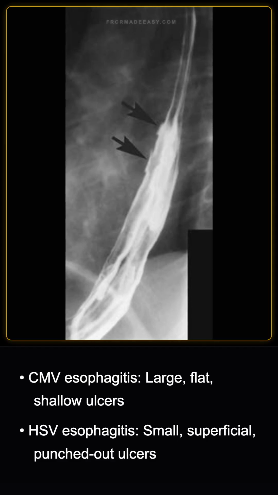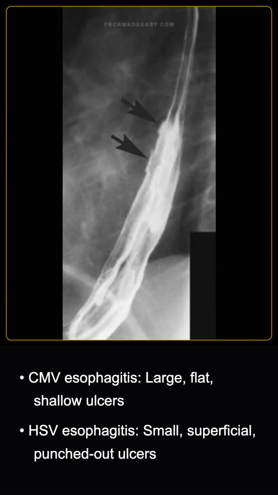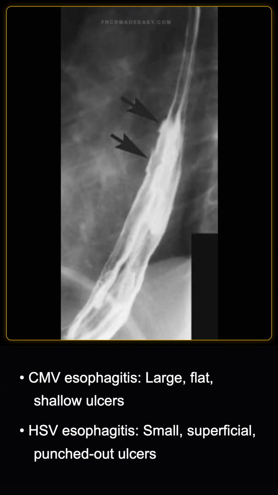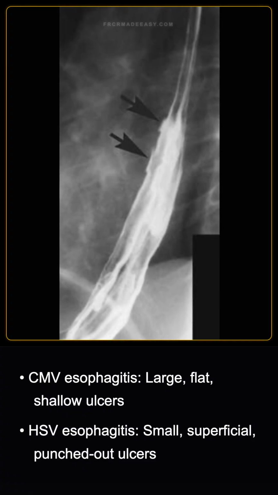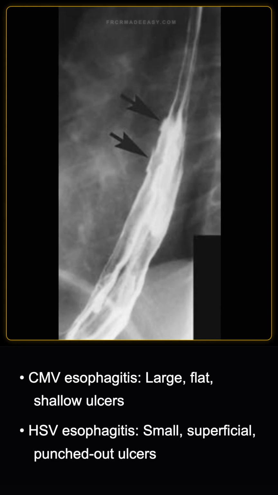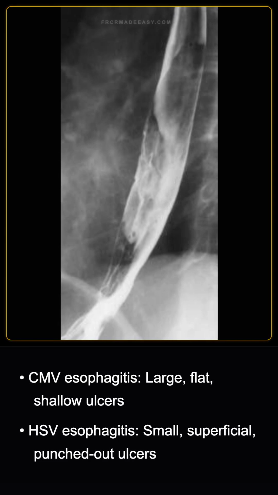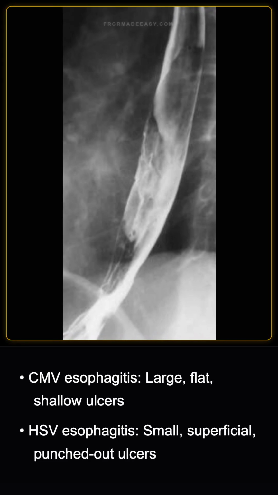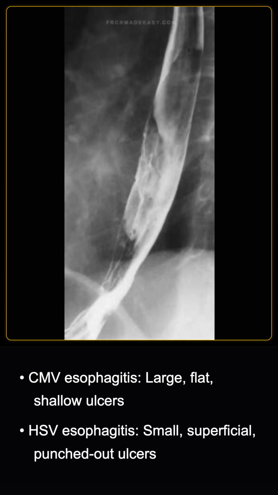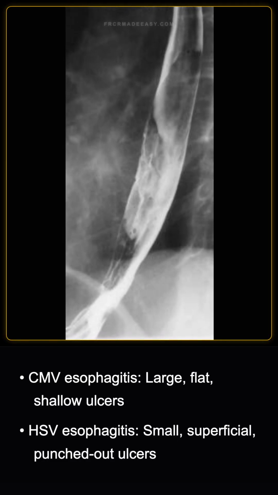CMV esophagitis typically presents with large, flat, shallow ulcers, often exceeding 1 centimeter in diameter, which can coalesce into giant ulcers. HSV esophagitis classically presents with multiple, small, superficial, punched-out ulcers surrounded by a rim of edema without giant ulcerations.